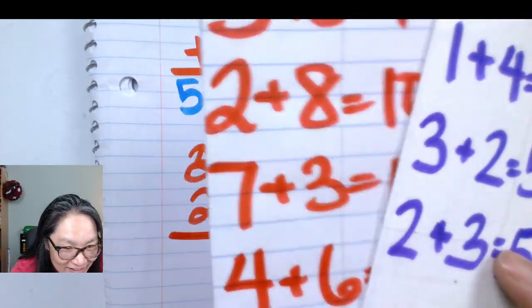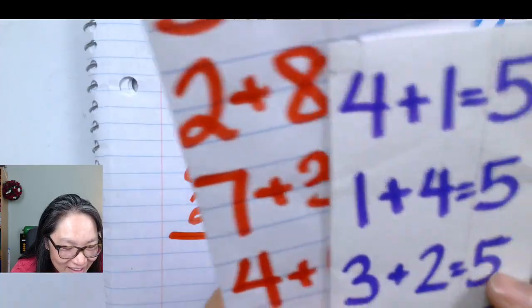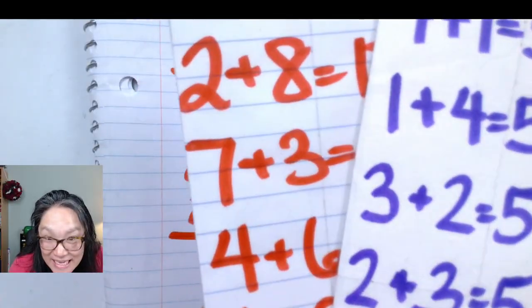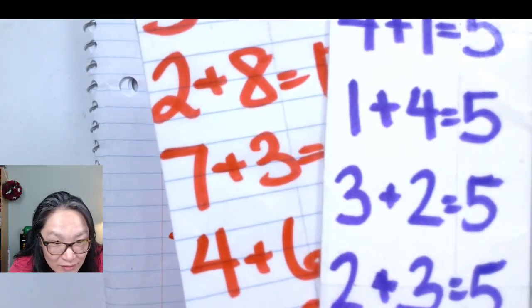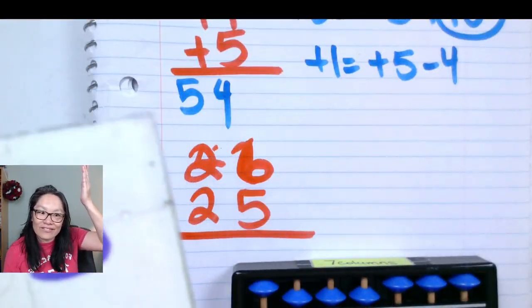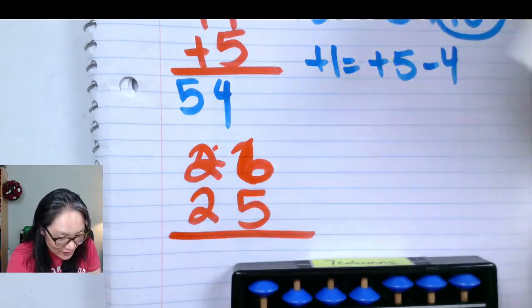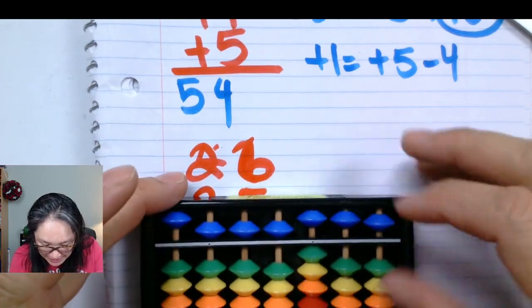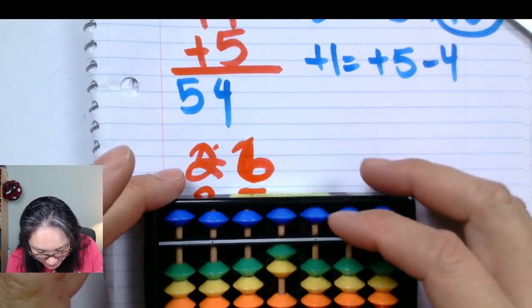Am I smart? Yeah, you are. That's what was amazing when I discovered that. I was like, what? That's crazy. So this is our number, 26. I'm going to add 20. I'm going to add the 6.